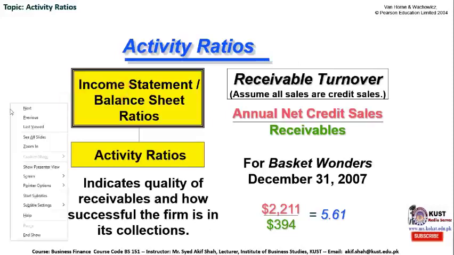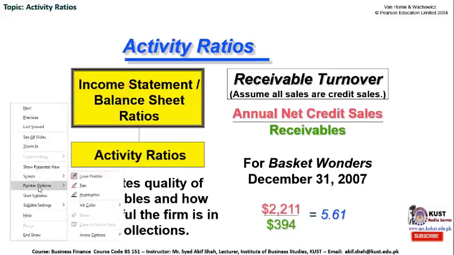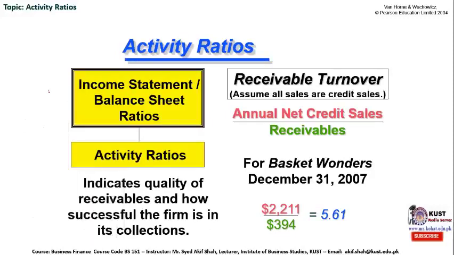As I have already explained, this is a blend of income statement and balance sheet ratios. It has been mentioned clearly that activity ratios involve data related to the income statement as well as the balance sheet. The first activity ratio is receivable turnover, and the formula for its calculation is to divide annual net credit sales of the company by the average accounts receivable.